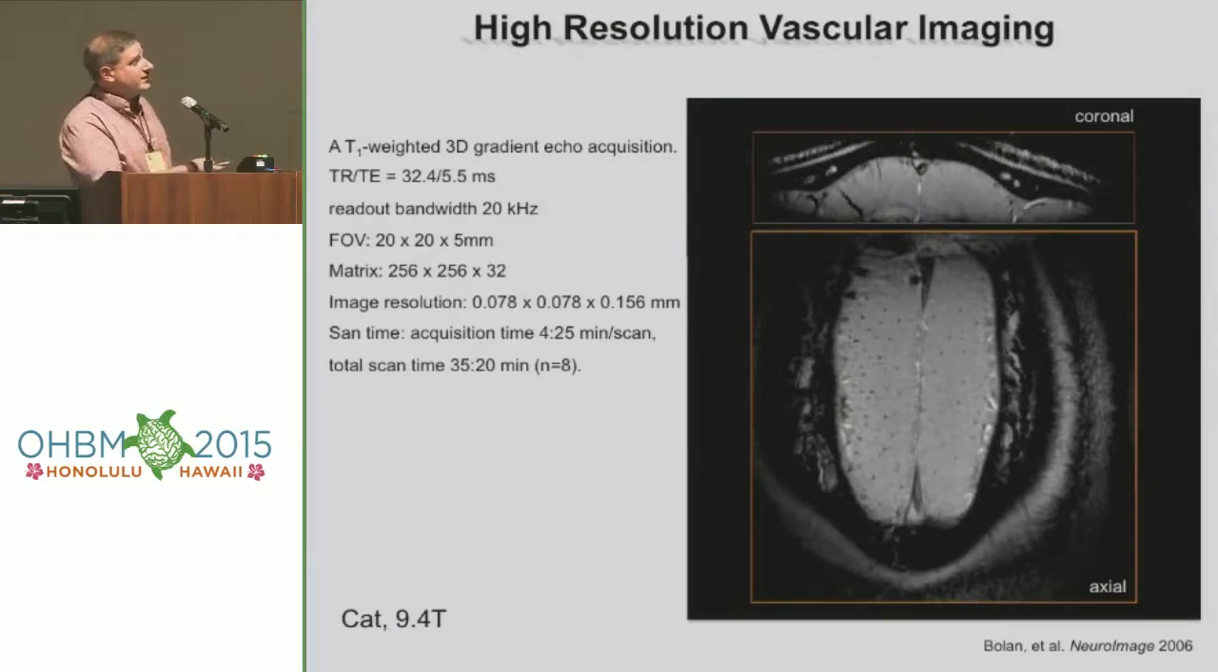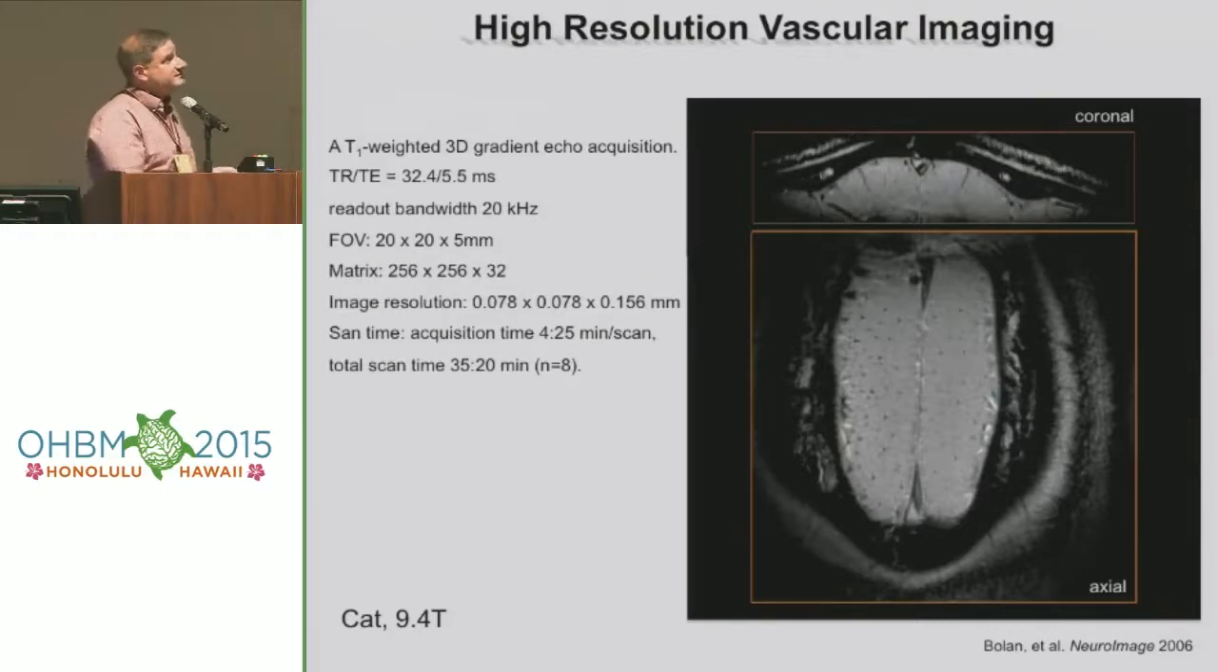Most of the studies that we did, the development, was done with anesthetized cats, and this was done at 9.4 Tesla. What we have here is a high-resolution T1 weighted image. It's an axial view looking from the top surface down into the brain, and we have a coronal view running back and forth across the images. We can see these dark lines coming in and out as we scroll through the plane. Now these are vessels, and they are veins.